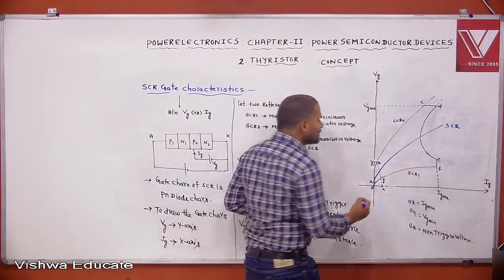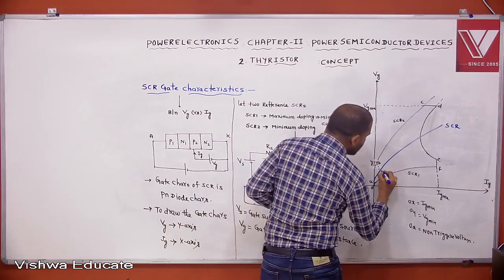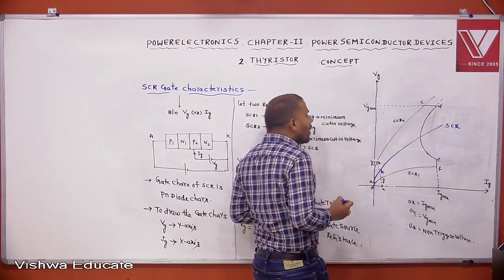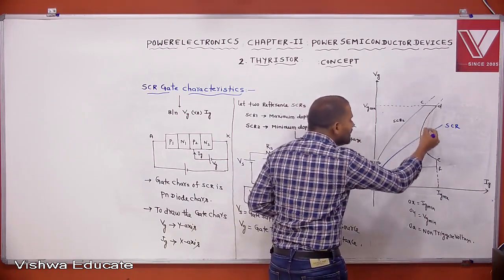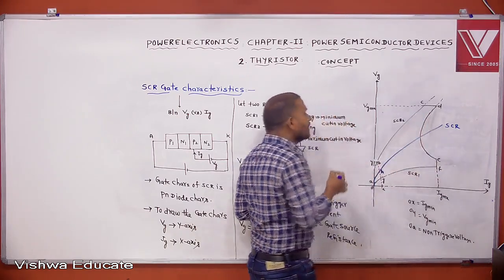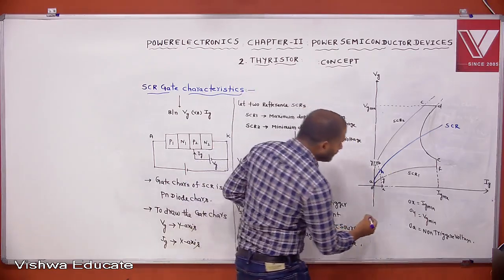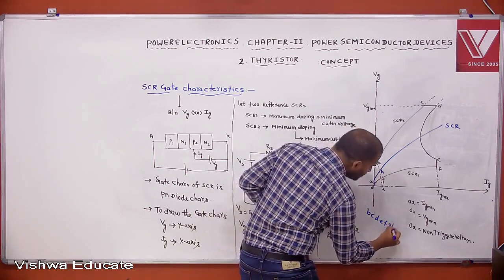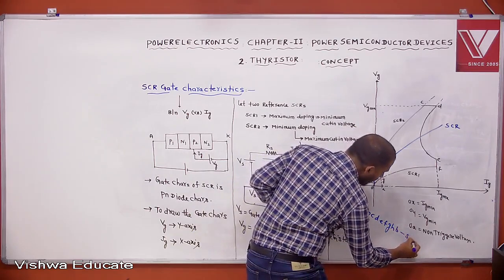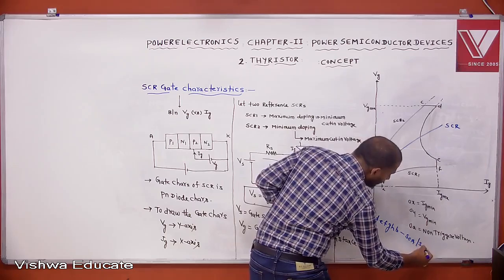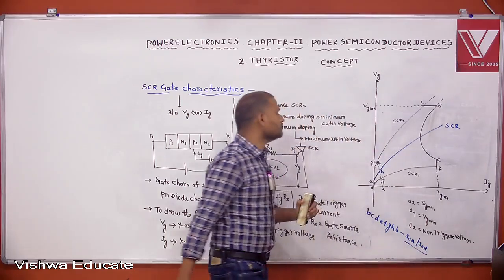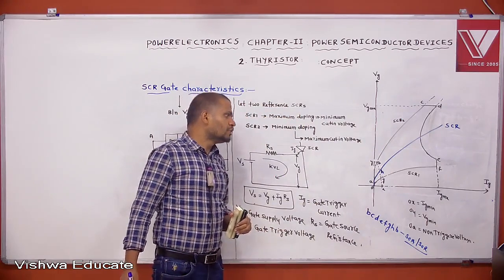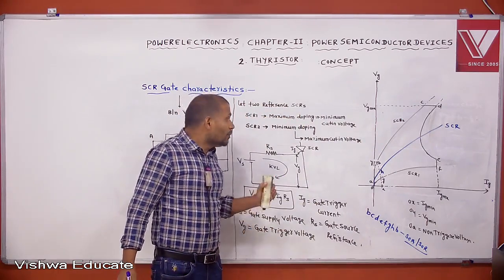This point is taken as A, this as B, this is H. Then the safe operating area is B, C, D, E, F, G, H, B. Which is the safe operating area? B, C, D, E, F, G, H, B is the safe operating region.